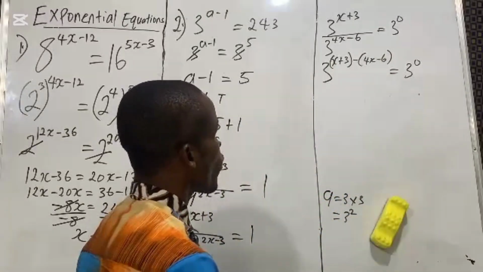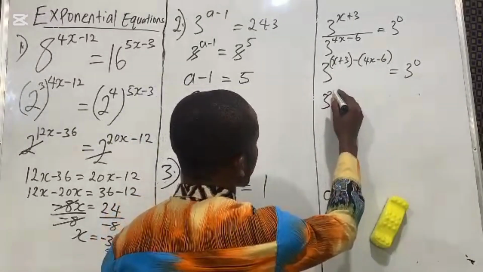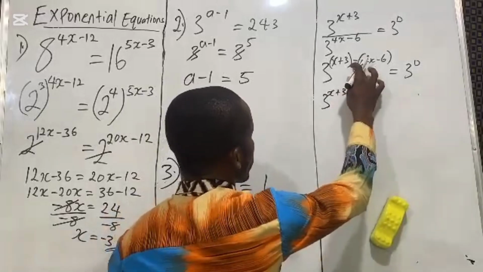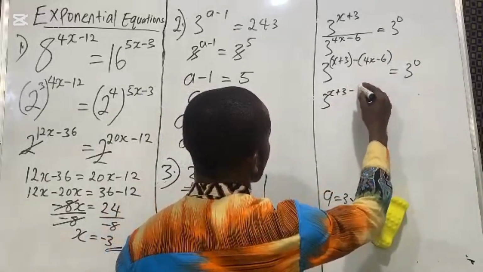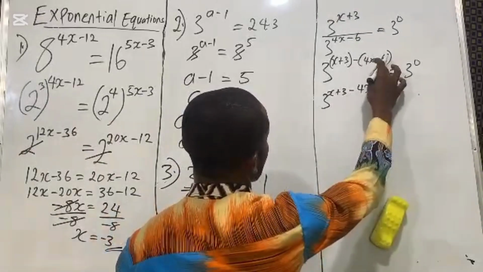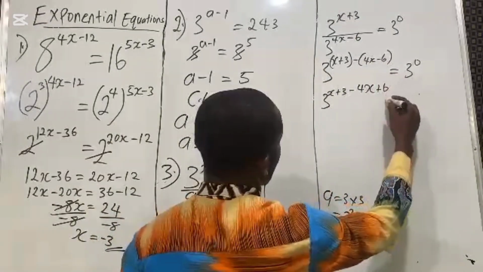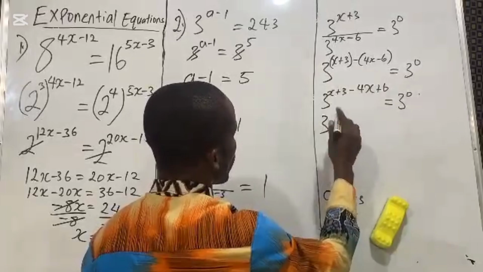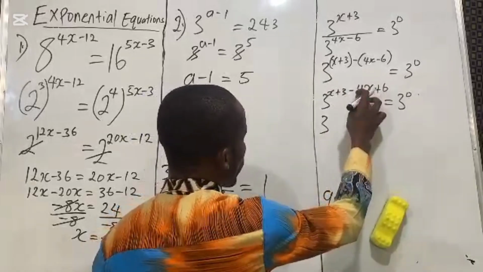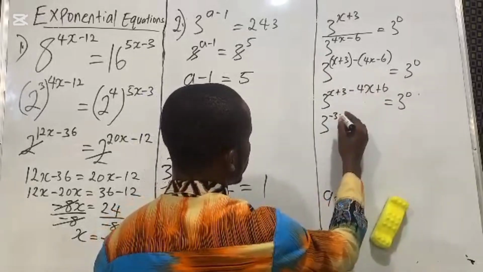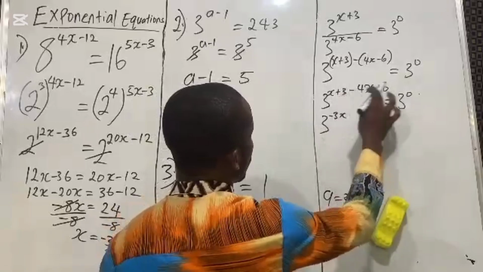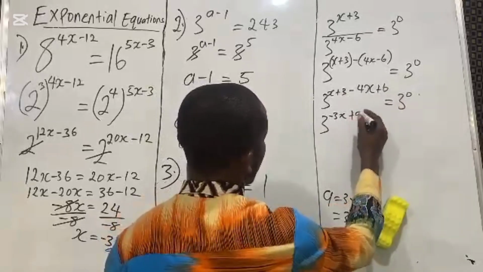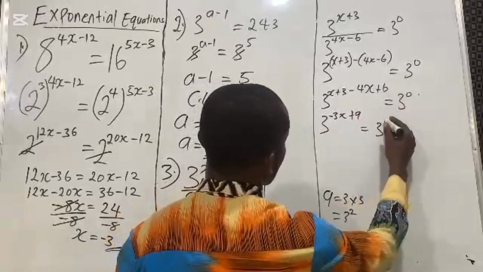Now at this point we have 3 to the power of x plus 3 minus 4x, minus times minus becomes plus 6, equals 3 to the power of 0. We have that x minus 4x gives us minus 3x, and 3 plus 6 gives us plus 9, equals 3 to the power of 0.